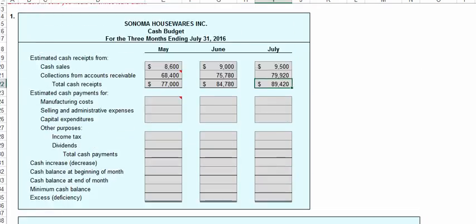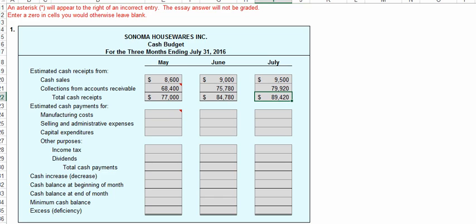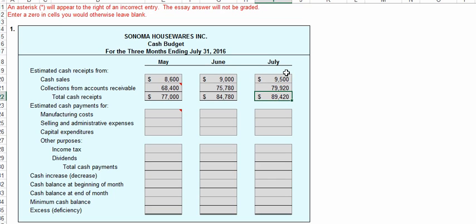So we took care of the first little section, estimated cash receipts from. Now let's go to estimated cash payments for. Manufacturing costs are the first thing they mention. If you come down to the third sentence of the first paragraph, that tells depreciation, insurance, and property tax expense represent $3,500 of the estimated monthly manufacturing costs.